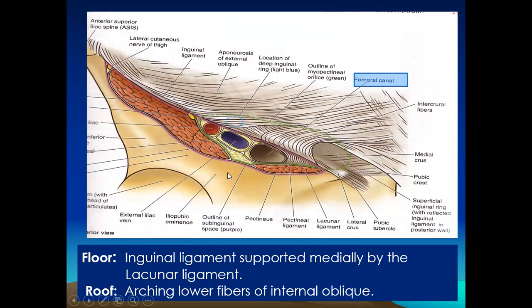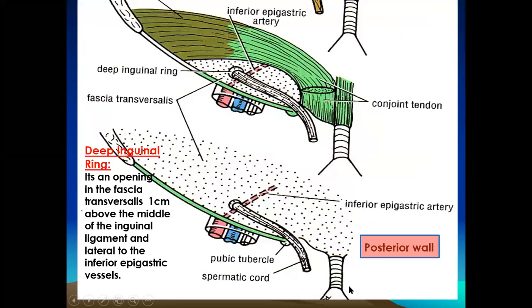So the inguinal ligament, which is the free part of the external oblique muscle, is also forming the floor. The inguinal ligament is supported medially by the lacunar ligament. So here is the lacunar ligament, which will form the floor. Okay, so the inguinal ligament itself forms the floor also. The roof, as we saw, is formed from the arching fibers of the internal oblique muscle. So this is the roof formed by the arching fibers of the internal oblique.